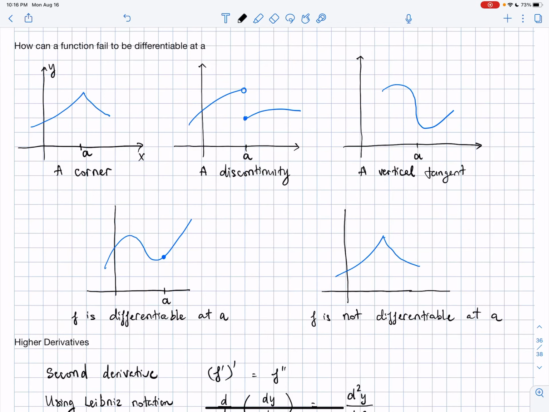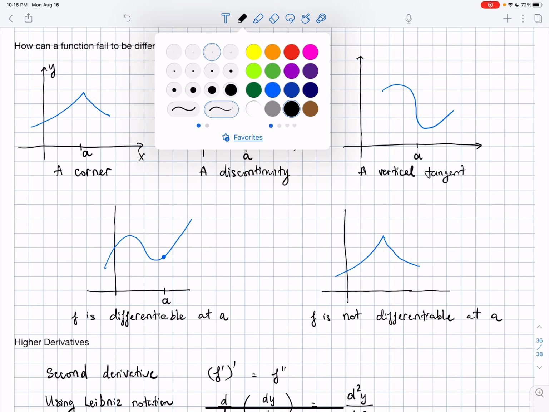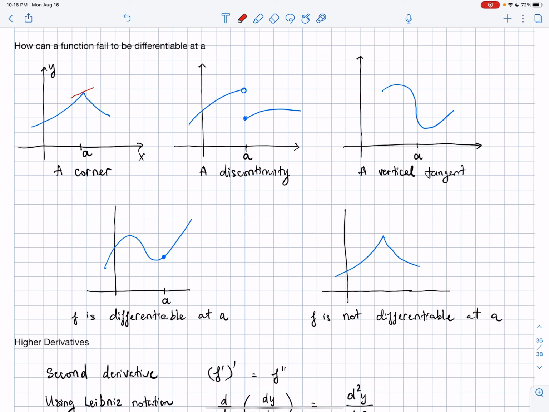How can a function fail to be differentiable at a? We have three cases: a corner at a, like the absolute value example, or a discontinuity, or a vertical tangent. The reason the function is not differentiable at a corner is that at this point we have so many ways to draw the tangent line.